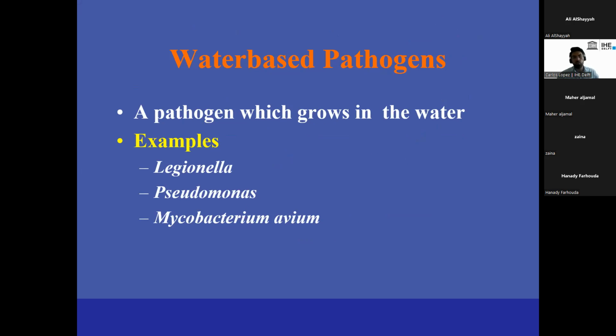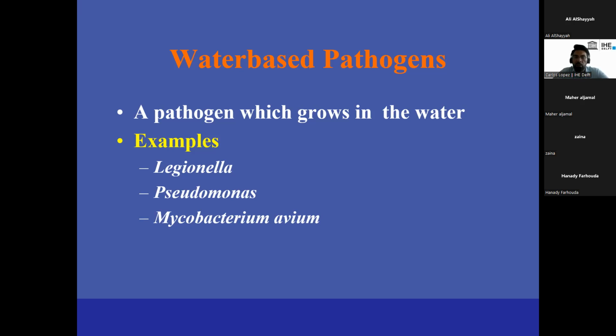So these water-based pathogens are microorganisms that can cause diseases and that grow mostly in water. Some of the most common cases are, for example, Legionella. Certain microorganisms prefer to live at relatively moderate temperatures, mostly in cooling systems, and they cause a certain type of pneumonia.